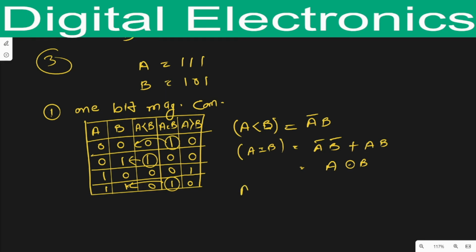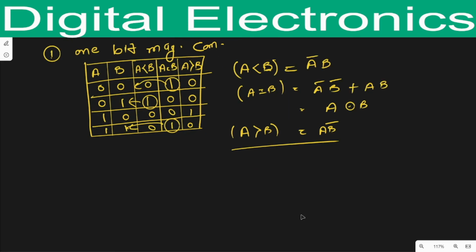And the last case, A is greater than B. This one is our final output. In this case, only this one is there, so I will take the input combination with respect to this output. So this one is A B bar. Okay, so these are the three output equations.